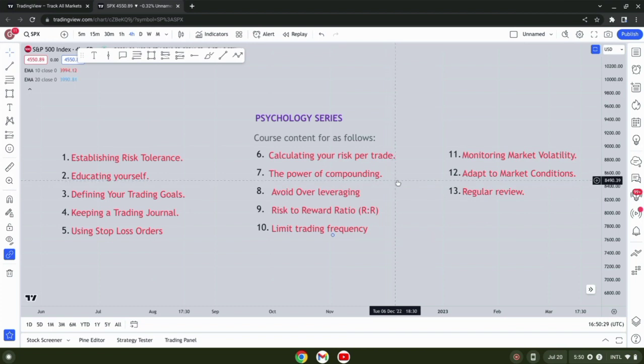Number 7, we're talking about the power of compounding. Compounding is more like building up, building up your account. So you don't need to rush things. Rome was not built in a day.